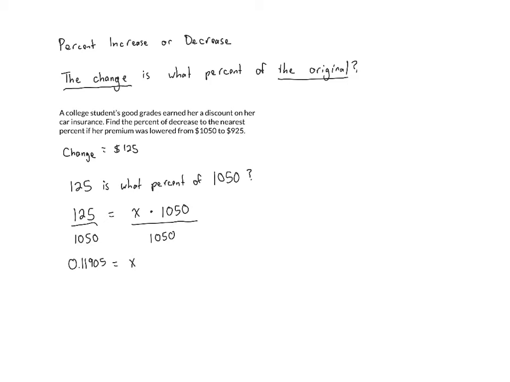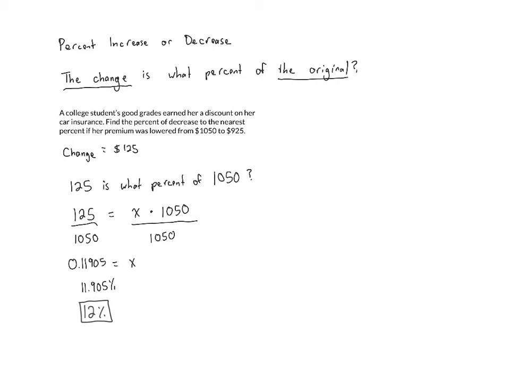Now, we're not done yet for two reasons. First, we were asked what percent it was, the percent decrease. So we need to convert this to a percent. To do that, we move the decimal point to the right two places, so 11.905%. But we were asked to find it to the nearest percent. So we've got to round to the nearest percent. We've got 11.9. That 9 means we're rounding up, and that gives us 12%. So she saved 12% on her car insurance by having good grades.